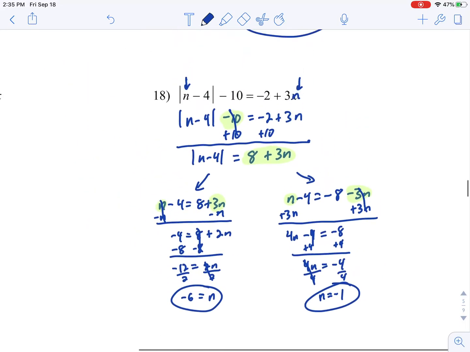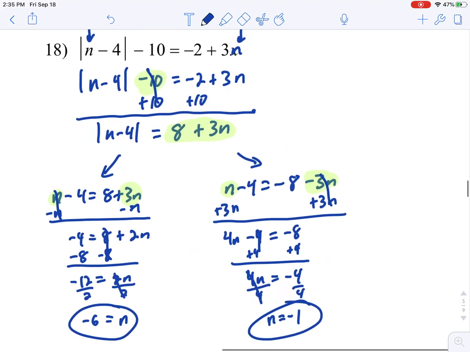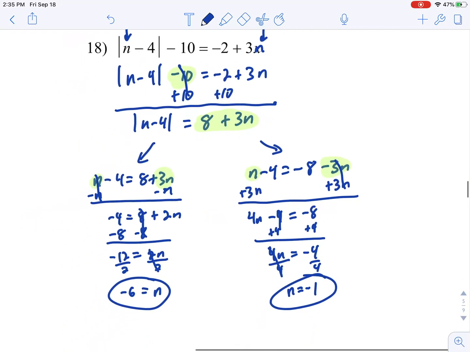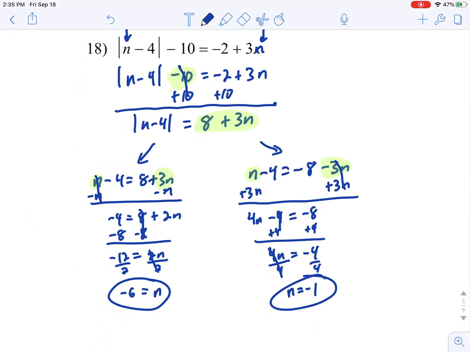Now, what you need to do, and this is a drag, it's not going to be fun. You probably dread having to do this, but it's really your only choice. You have to go back to the original problem, plug in a negative 6, and plug in a negative 1, and work it out and see what happens.